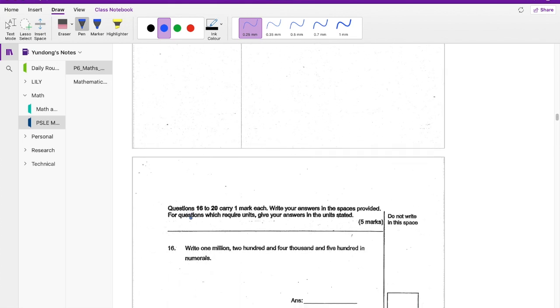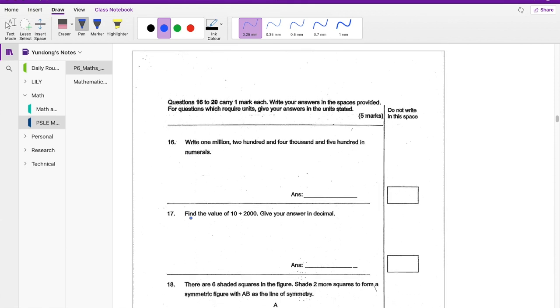So here we finish booklet A. We come to booklet B.